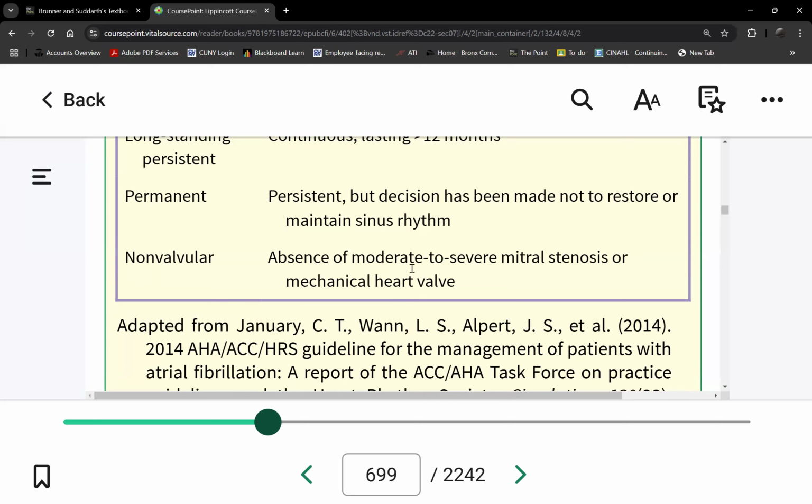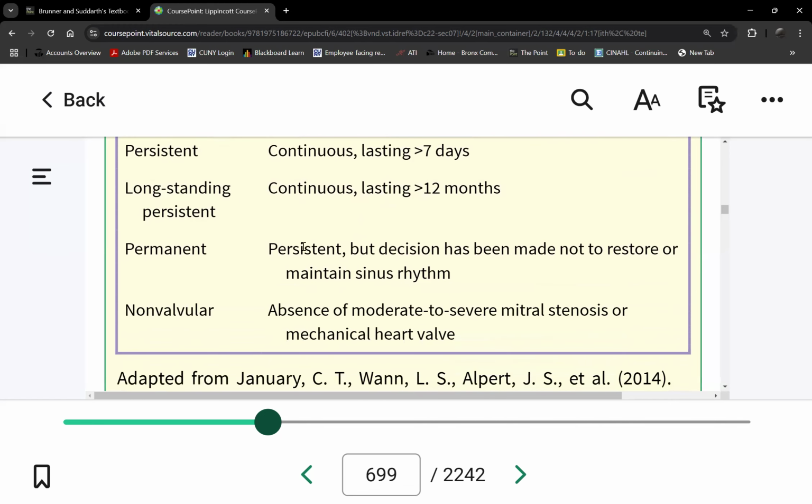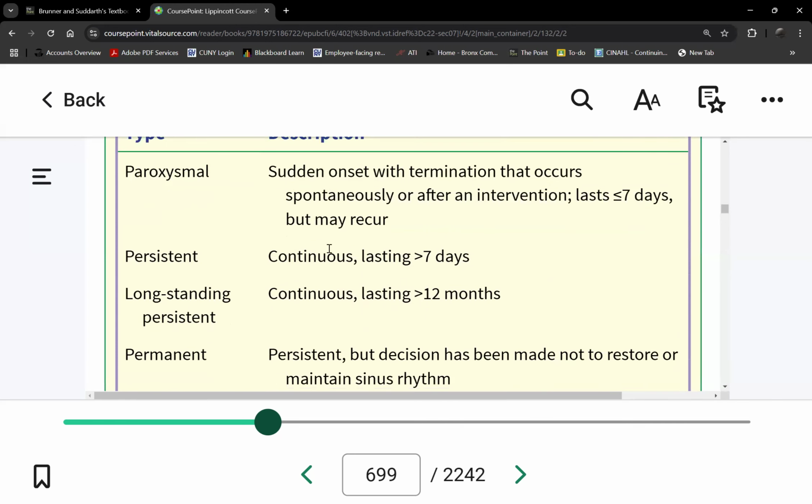Or also non-valvular. Now we have to distinguish between valvular and non-valvular because the treatment is different, specifically the anticoagulant used. Now, when you're in AFib, whether it's paroxysmal, persistent, long-standing, permanent, or non-valvular, you will be placed on an anticoagulant. How long depends on the type. The doctor will decide, not the nurses. Okay, so the doctor will decide whether or not we will put you on an anticoagulant and for how long and which type of anticoagulant.